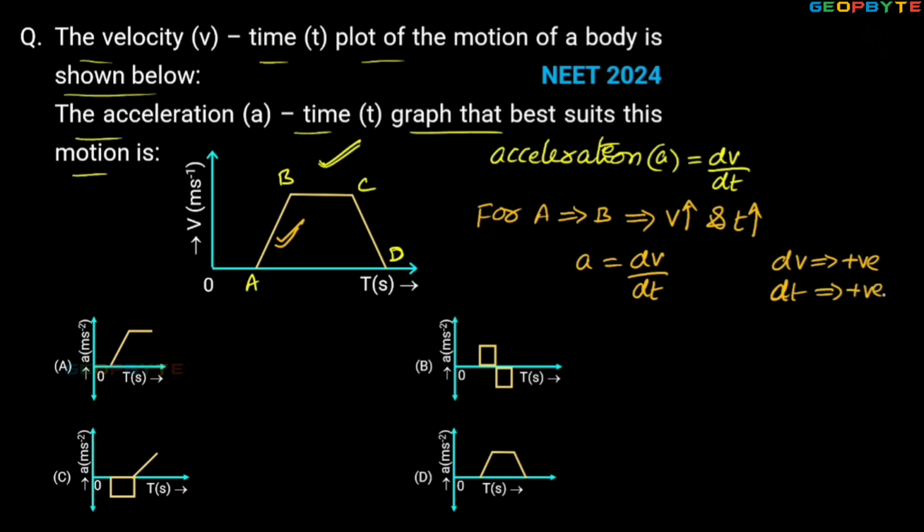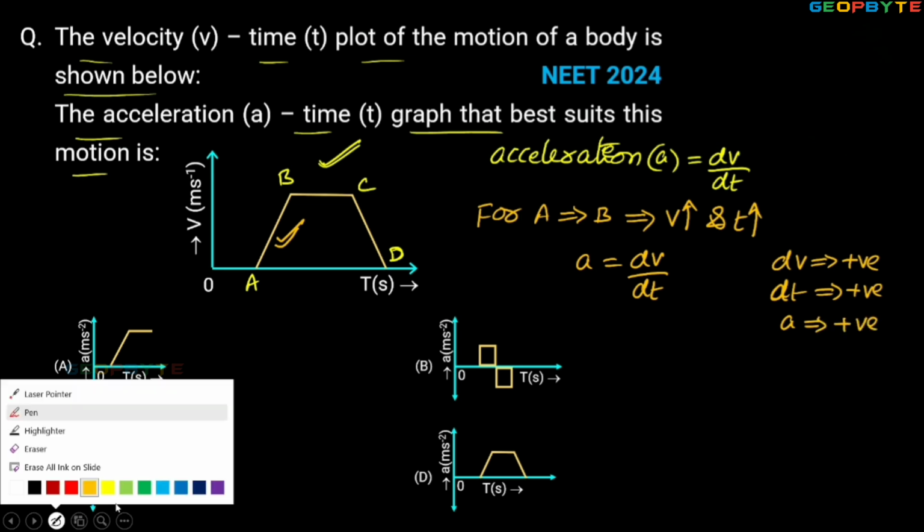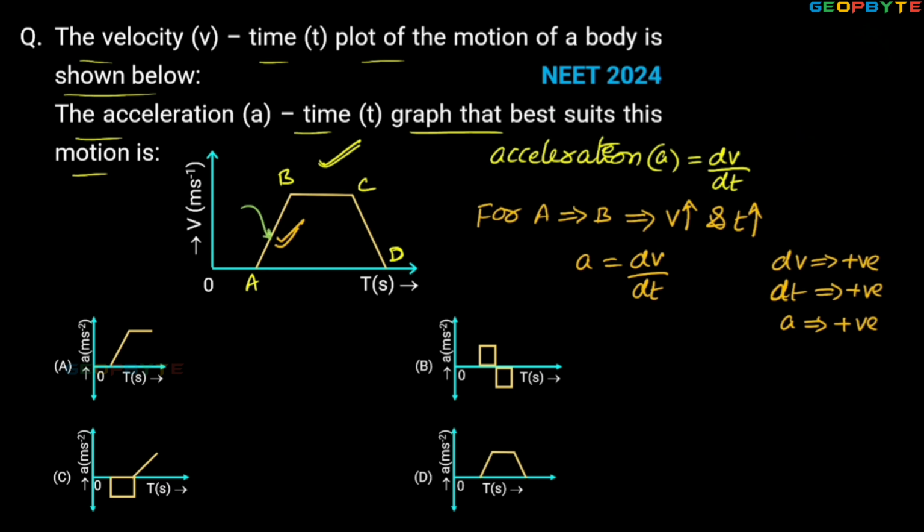Since dv and dt are positive, acceleration is positive for A to B. That means in this region, positive acceleration can be found. Similarly, look at CD. Of course, for BC, since it is maintaining constant velocity, acceleration is zero.